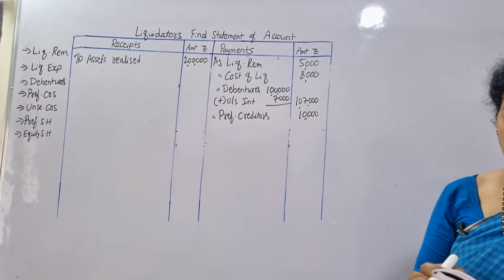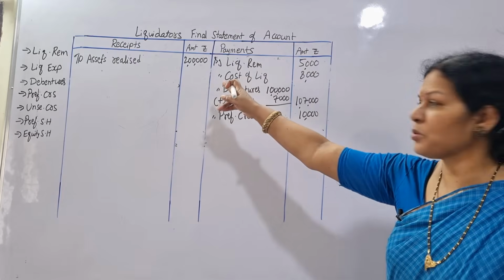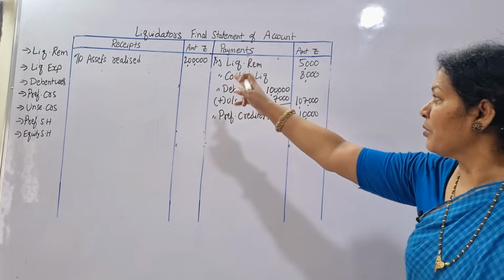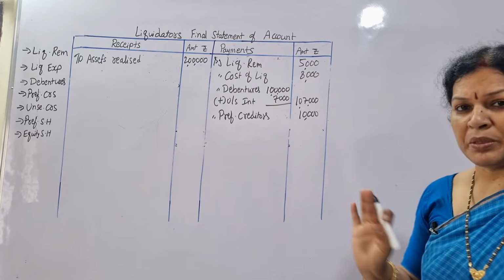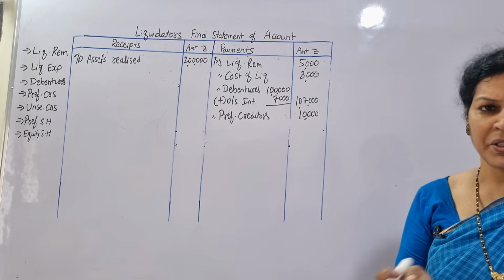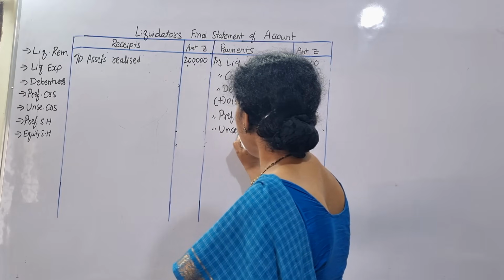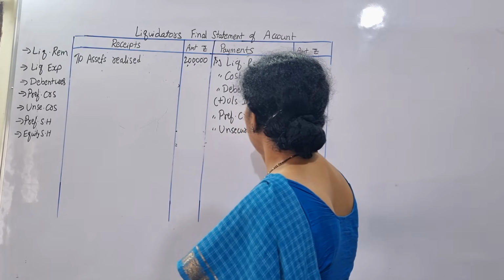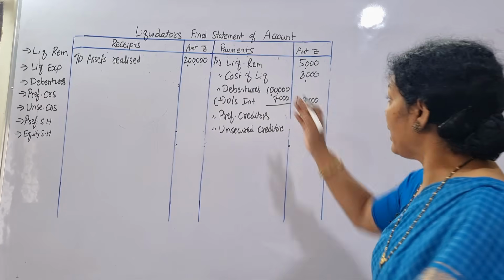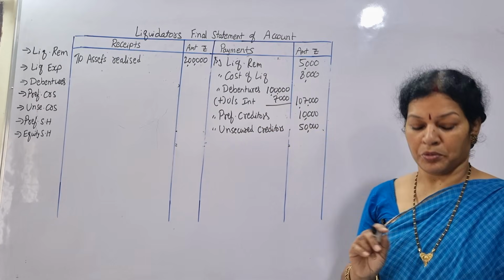Next one, unsecured creditors. Can we make the payment to unsecured creditors? Just look at the amounts: 2 lakh, and if you see, the possibility is there. Out of 2 lakh, if you make all these payments, the unsecured creditors are 50,000. Yes, unsecured creditors are 50,000. We can, so I'll write here unsecured creditors. In the previous problem, the amount was not sufficient. Now here we have enough funds, so we are making payment to the unsecured creditors also.